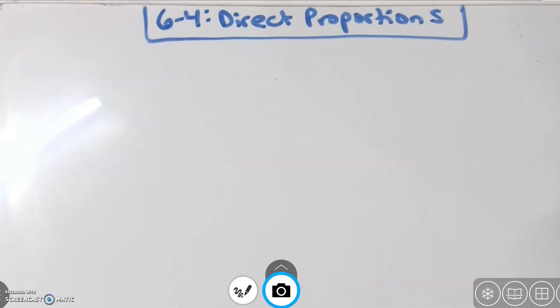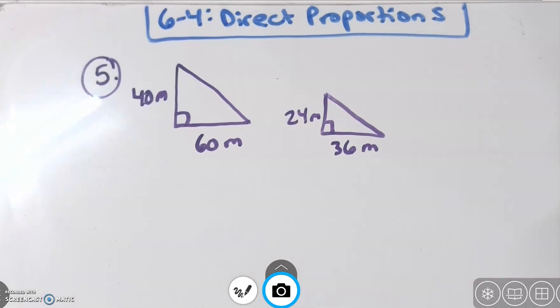Number 5 says, for each pair of triangles, write a proportion that shows that the ratios of the base b to the height h are the same. Use the cross products rule to solve. This is what you see for number 5. Again, we're not actually solving this. They just want you to set it up as a proportion, and then you can use the cross products rule to check your work. They want you to set up a ratio of the base b to the height h and show that they're the same.